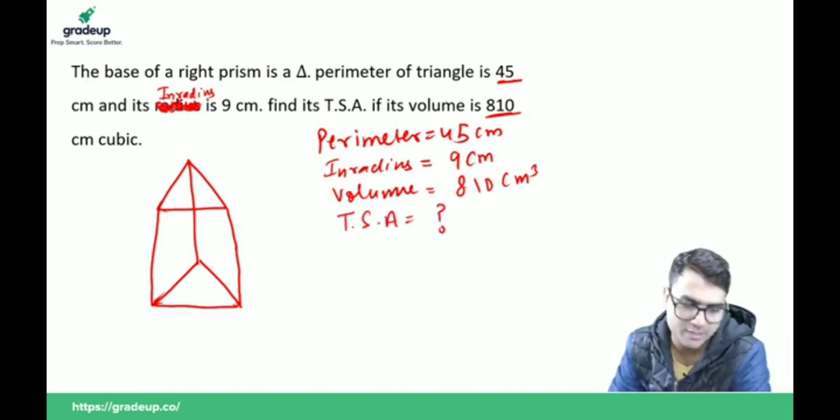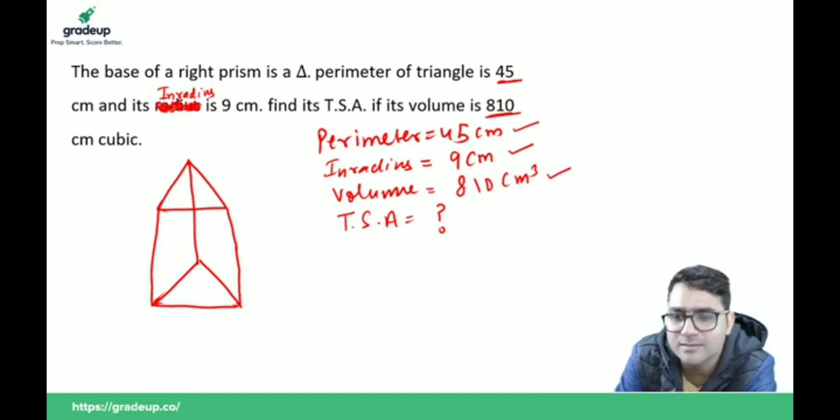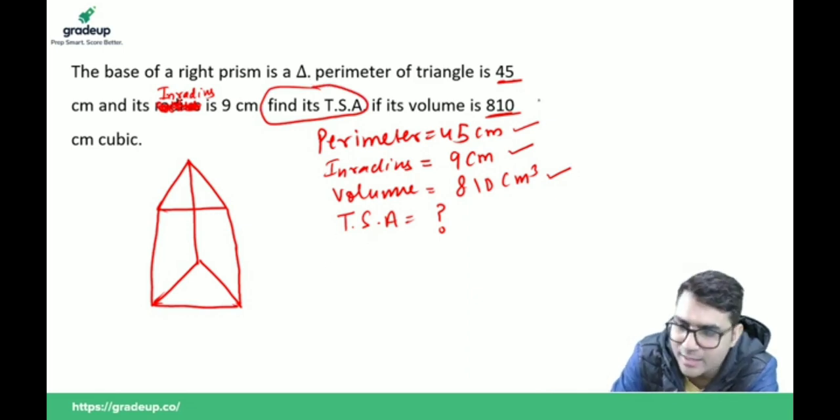Total surface area. Guys, listen carefully. We have a right prism which is having base as a triangle. Now in this question we have been given that perimeter of triangle is 45 centimeter and its in radius is 9 centimeter and its volume is 810 centimeter cube. We have to find its total surface area. Okay. Now listen carefully.